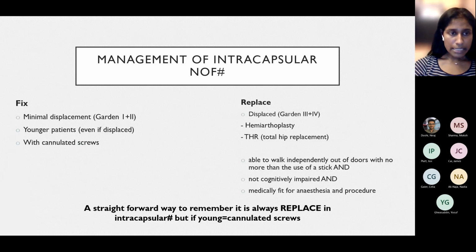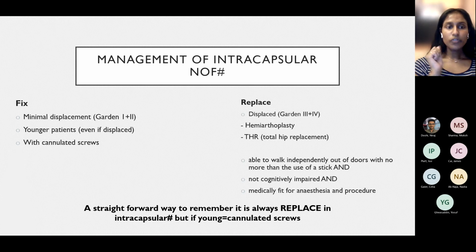So in terms of fixing, there are 2 different ways of thinking about it. You can think about it as when it falls into Garden 1 or 2, what will I do? If it falls into 3 or 4, what will I do? Another way to think about it is just intracapsulars always replace, unless it's a young patient. That's probably a lot more of a straightforward way to go about it.